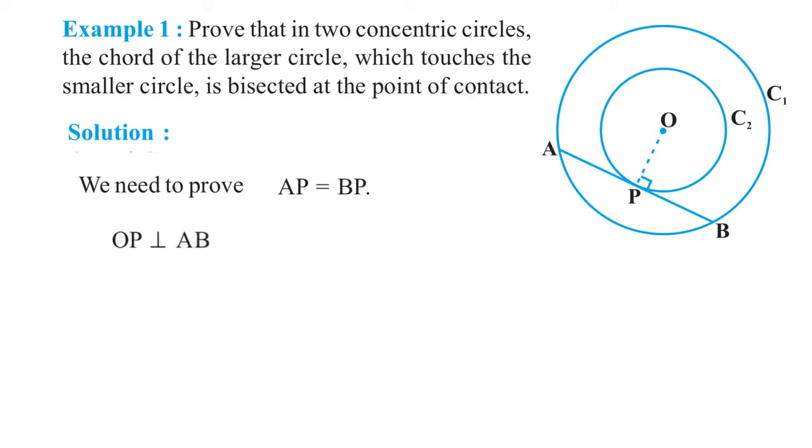But again, observe in the figure, AB is the chord for the circle C1 and OP is a line drawn from the center to the chord which is at 90 degrees. So, we have learnt in our lower grades that when a line drawn from the center at 90 degrees to the chord, it bisects the chord. So, therefore, AP will be equal to BP. So, pretty simple, needs some careful observation.